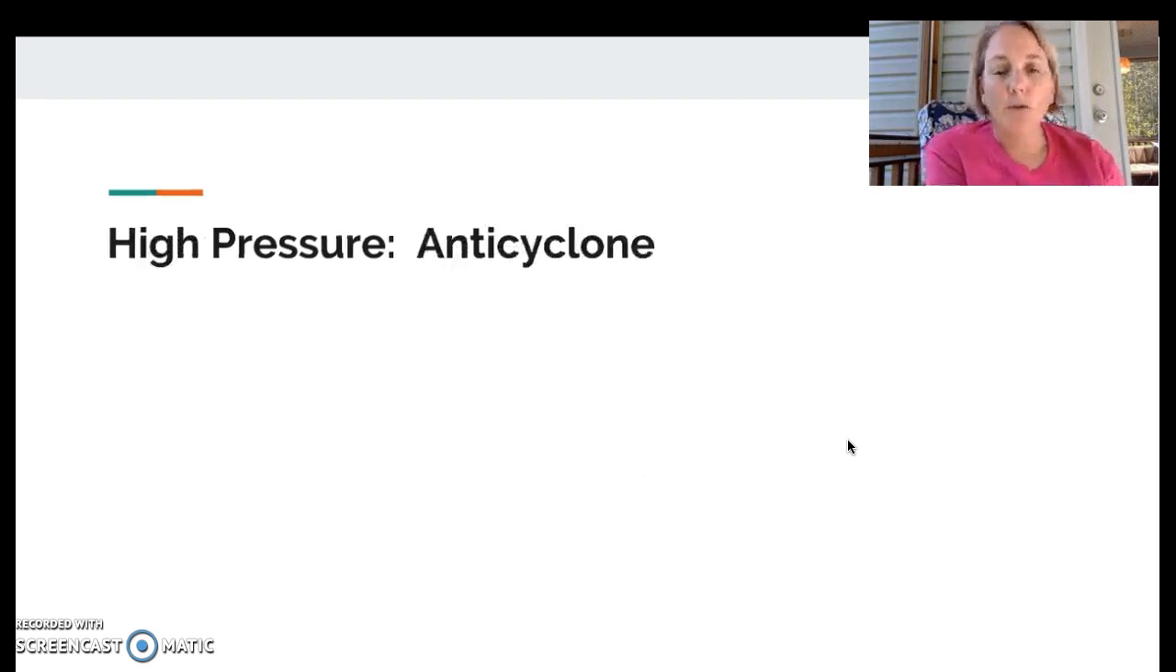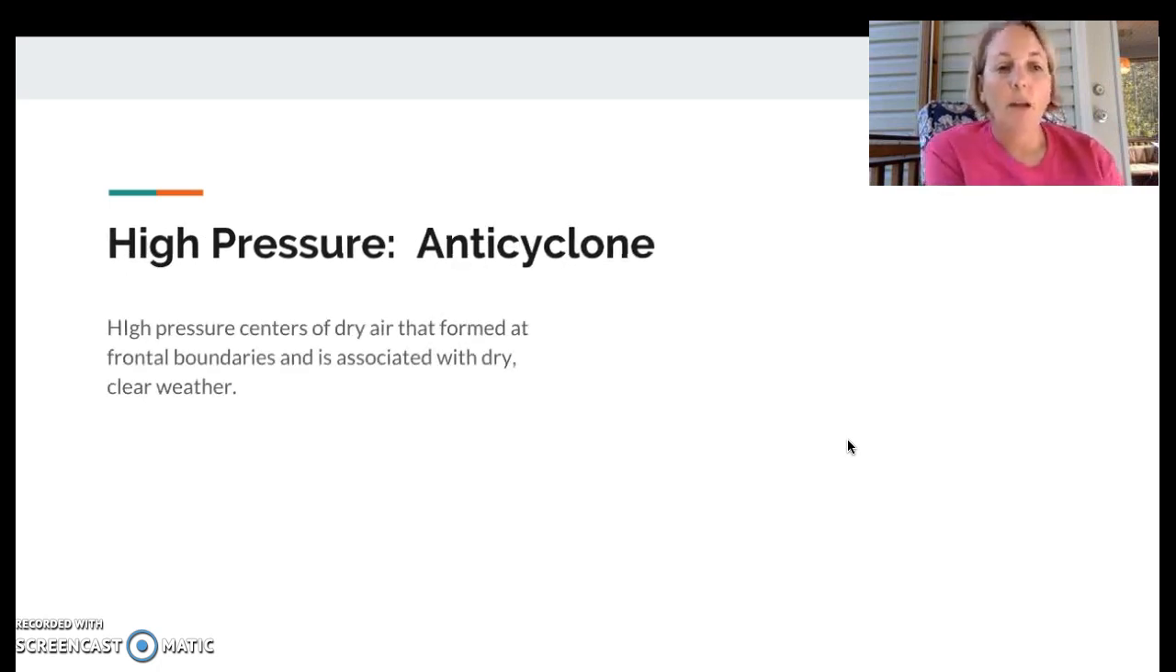Okay, a high pressure system is called an anticyclone. Okay, and in a high pressure system, high pressure centers of dry air that formed at frontal boundaries and is associated with dry, clear weather. So if we have a high pressure system moving through Raleigh, North Carolina, we're going to have dry conditions and it's going to be relatively clear. All right, nice blue skies.